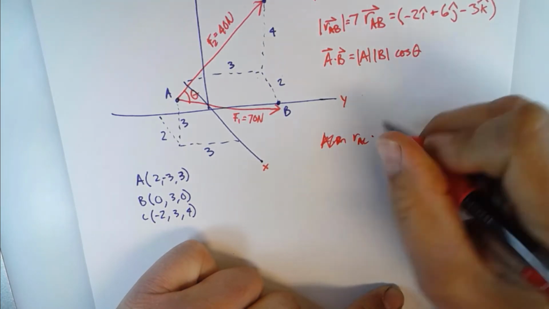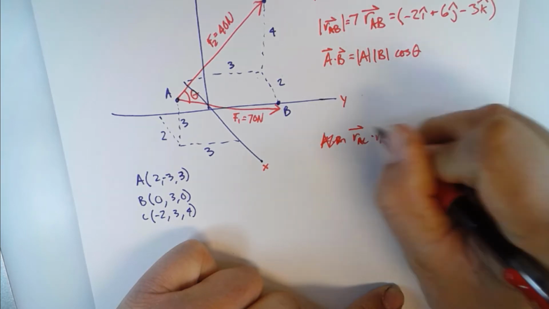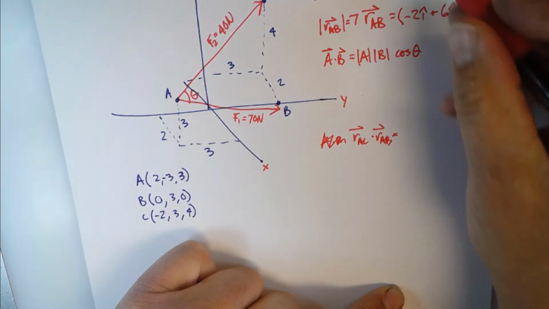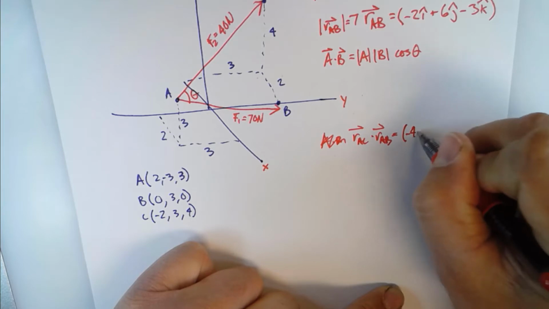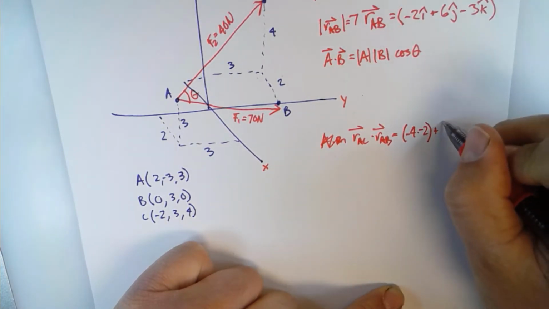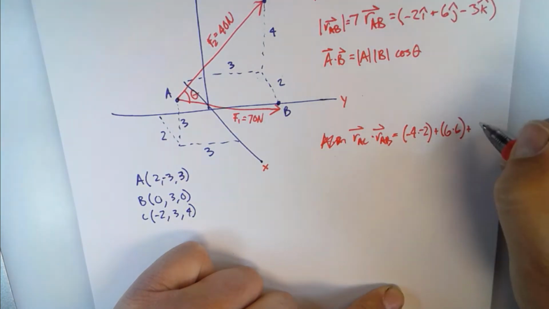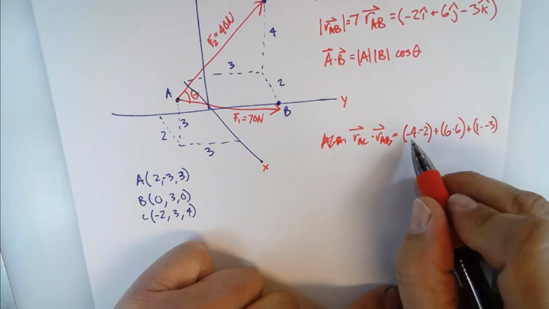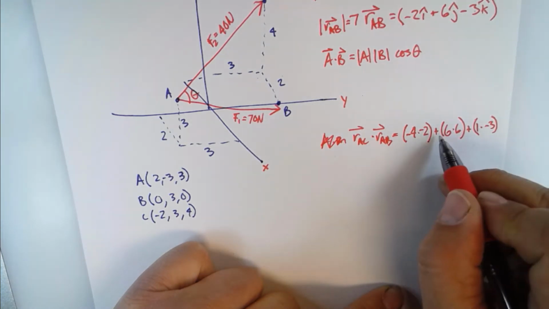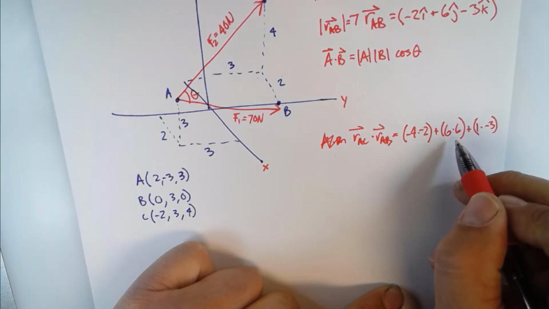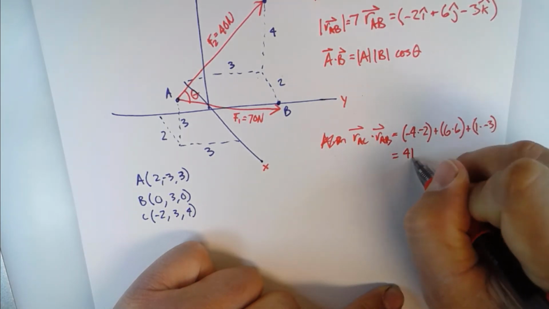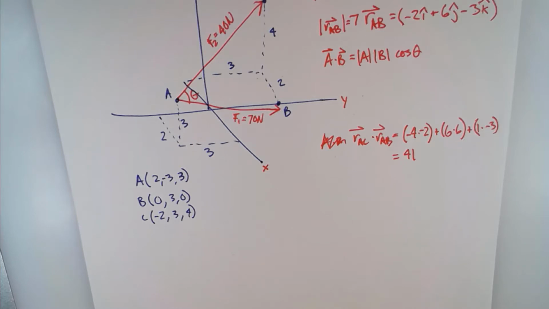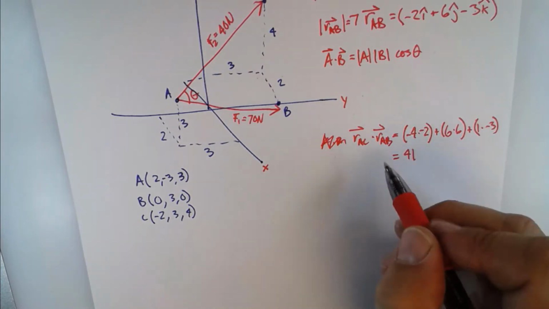Not A dot B, RAC dot RAB. That'll be -4 times -2 plus 6 times 6 plus 1 times -3. So this is equal to -4 times -2 is 8 plus 36 gives me 44 minus 3, I get 41. Okay, so I'm going to say this is equal to 41. Everyone all right with that?